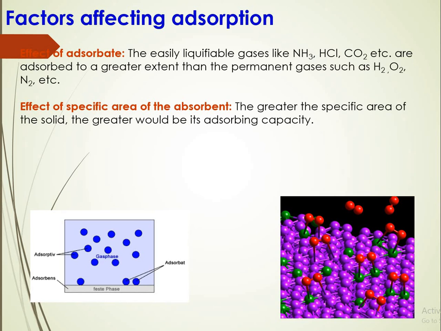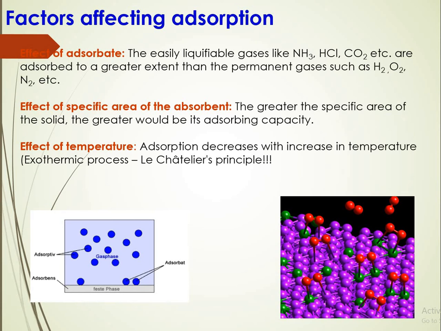Effect of specific area of the adsorbent. The greater the surface area or the specific area of the adsorbent, that is the surface area available for adsorption per gram of the adsorbent, the greater would be its adsorbing capacity. Effect of temperature. Adsorption decreases with increase in temperature because adsorption is an exothermic process, and as per Le Chatelier's principle, it will decrease with increase in temperature.